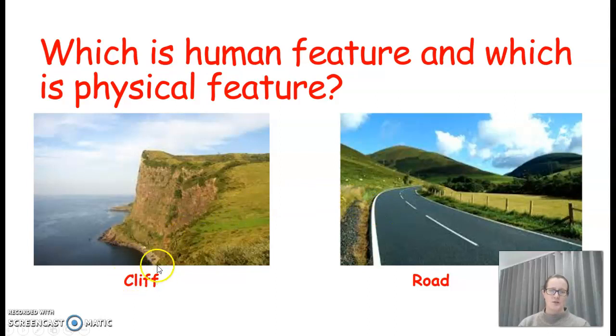So let's have a look at the cliff. So the cliff is a physical feature because it's naturally occurring. That naturally occurred. It was created by the sea and the weather. That cliff was created, so that's a physical feature. And the road, this is man-made. We laid that road. We put the tarmac down there, so that is a human feature. Well done if you got those right.